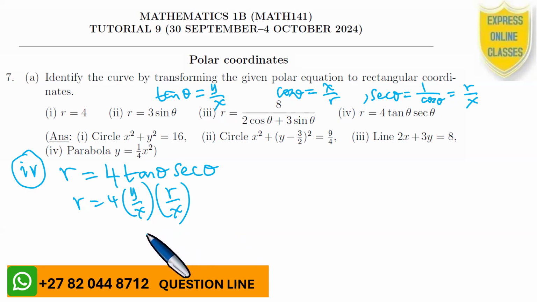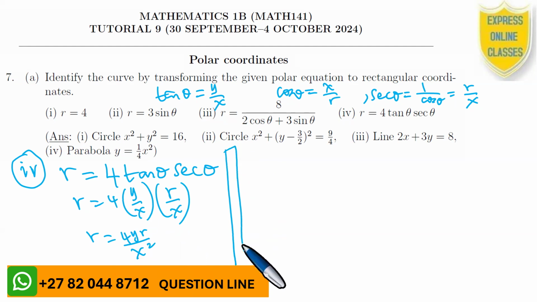So what exactly do we achieve out of this? We can write r is 4yr divided by x squared, which is r x squared equals 4yr.